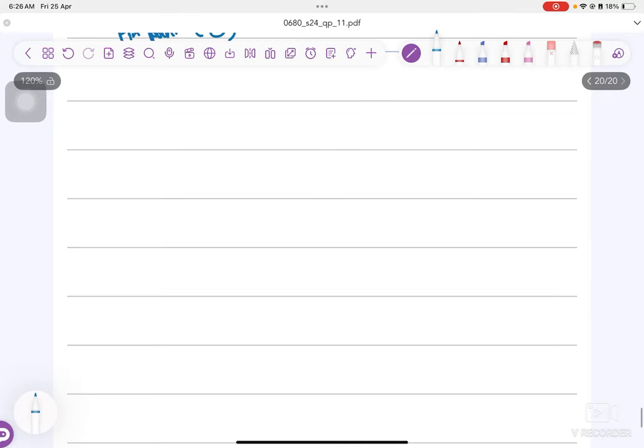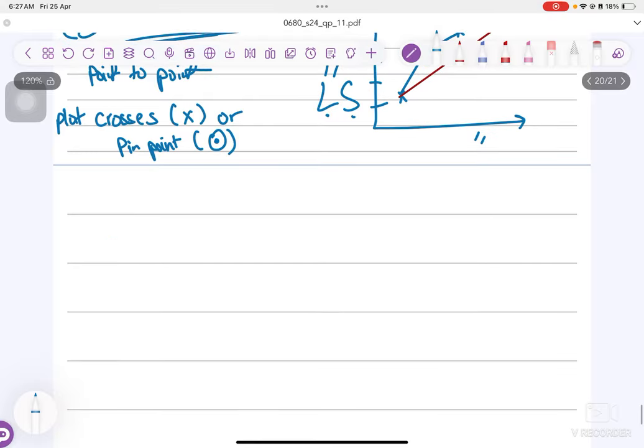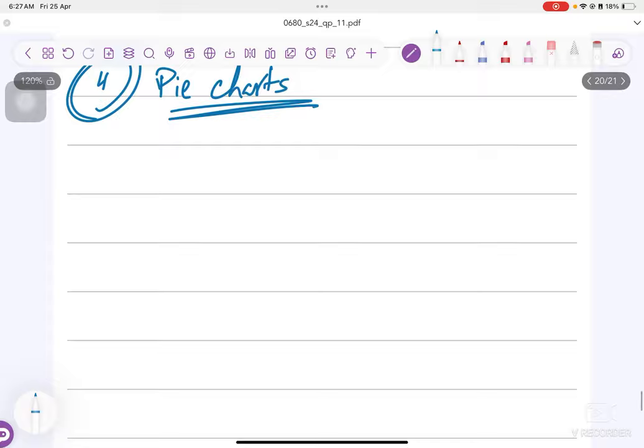Okay, then what else do we got? We got the pie chart. That was 4. Pie charts. This is very important and pay close attention because a lot of students make mistakes in this, and it's very easy, so pay attention.